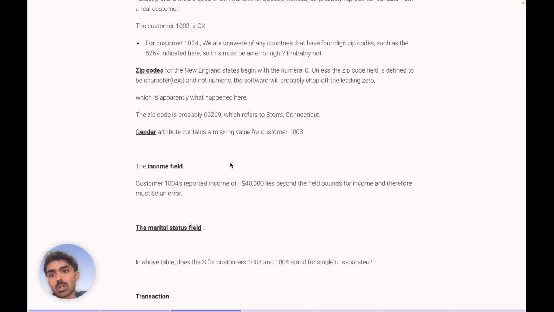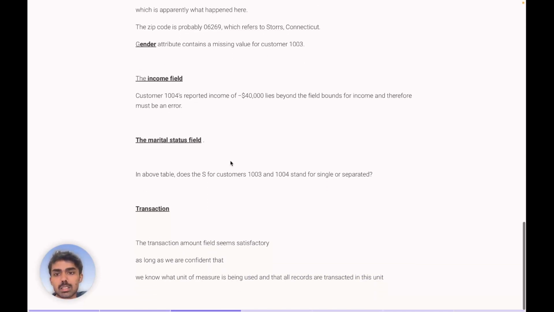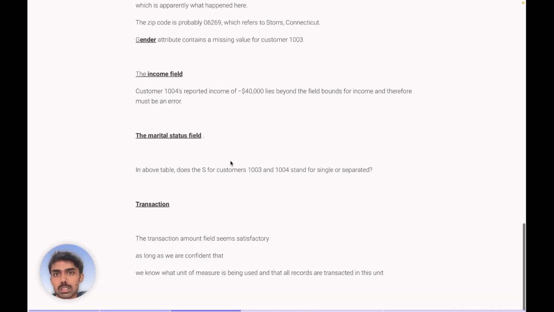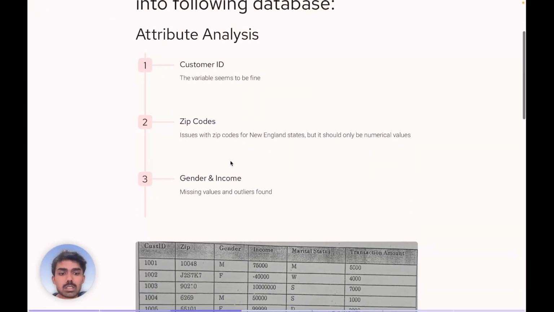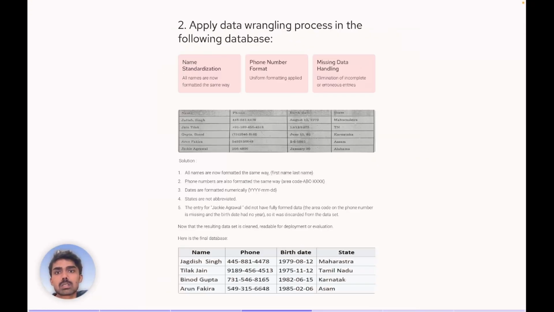The income field also has a negative value and a very big value, which was kind of an outlier. And in the marital status field, the S for customer is single or separated. This is also confusing, so this also needs to be addressed. And the transaction field seems satisfactory because it has valid amounts. Let's move on to the next question.